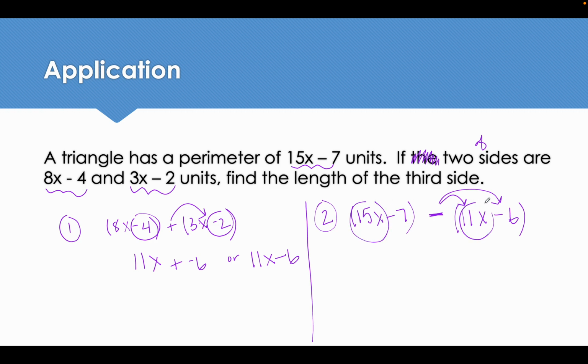So here we have a 15x minus 11x for a difference of 4x, and then a minus 7 and a minus 6, and we are subtracting them. This lovely expression becomes negative 7 plus 6, which is a negative 1, and you can write your answer as 4x plus a negative 1 or 4x minus 1. That is the final answer for the question.